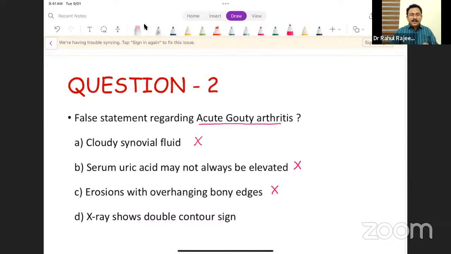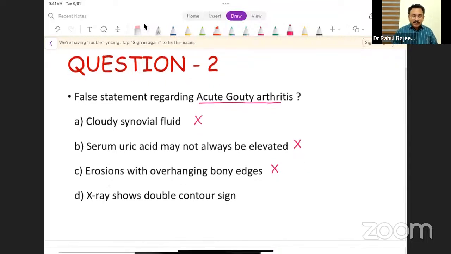Now coming to option D, the X-ray shows double contour sign. Well, double contour sign is right. Double contour sign is a finding in acute gouty arthritis. But there is an issue here. It is not an X-ray finding. I have put option D as X-ray shows double contour sign. Remember, X-ray shows the Martel sign. This double contour sign is actually a sign that you get in the ultrasound.